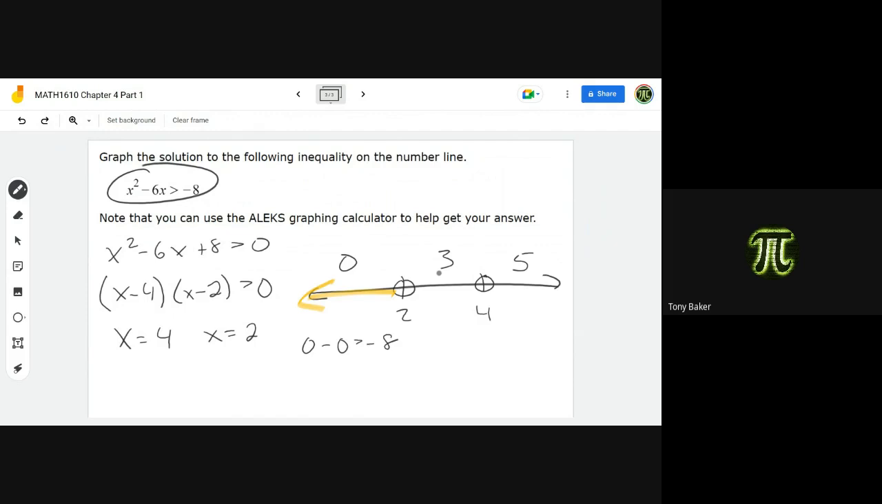All right, so let's try the 3. So I've got 9 minus 18. So -9 is greater than -8. My vast wisdom, I'm going to go with that's not true. All right, and then we'll try the 5. So we got 25 minus 30 is greater than -8. And -5 is greater than -8. That is true. So we're going to shade that side. And that's what I would expect my graph to come out to be. So I'm probably right.